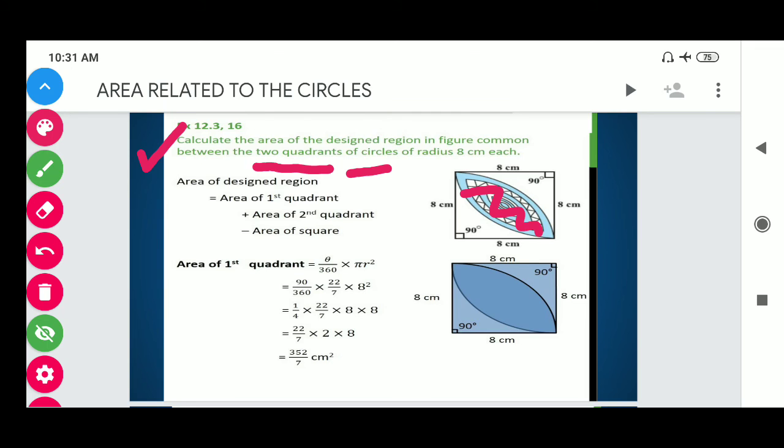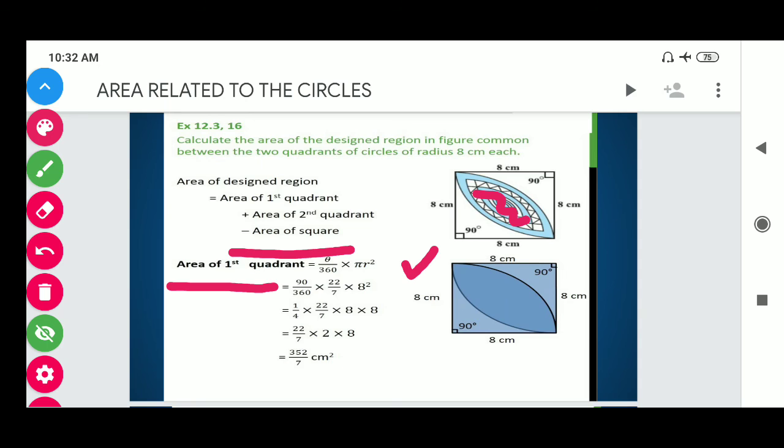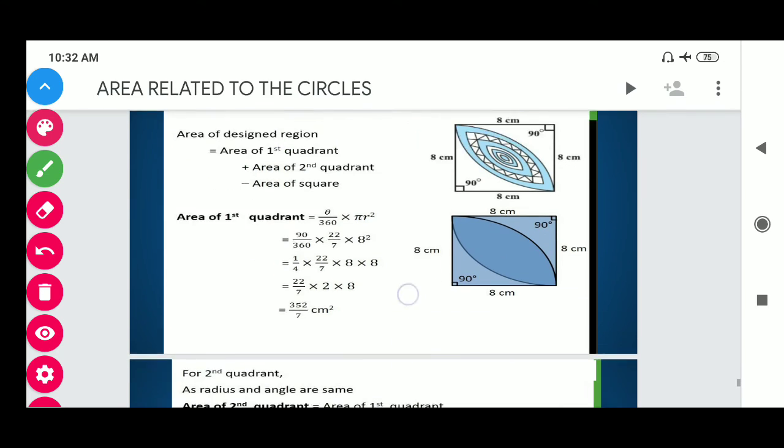So let's start. Area of designed region is equal to area of first quadrant plus area of second quadrant. If we add the area of two quadrants, then in this way the designed area will be added 2 times, so we subtract the area of square. So area of first quadrant is theta over 360 pi r squared, and here theta is 90 degrees and pi is 22 over 7. Radius is given as 8. So we get 352 over 7 square centimeter.